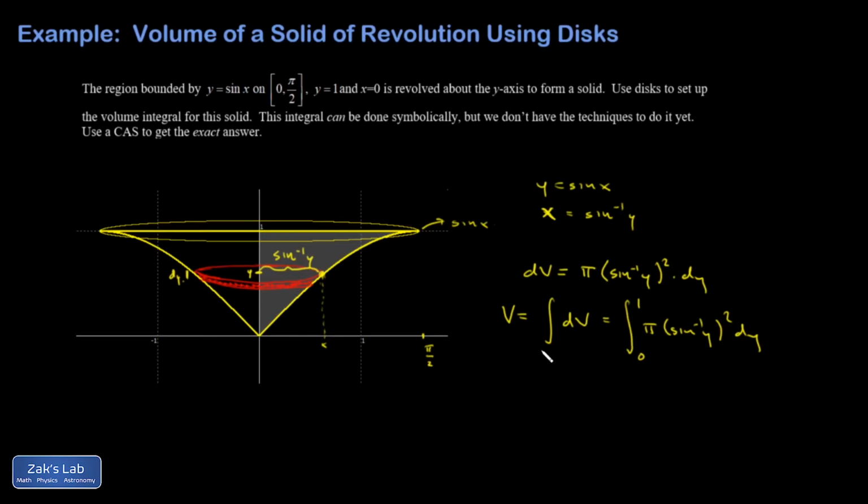And so right now we don't have the tools to do this. This is something you learn in Calculus 2. So what I asked is to use a computer algebra system to get it done. So we're going to use Maxima for this. And I'm going to take the integral from 0 to 1 of pi inverse sine squared dy.